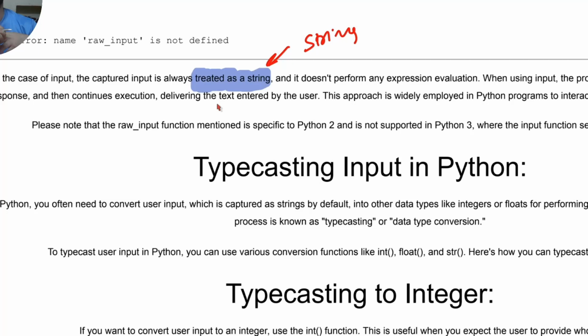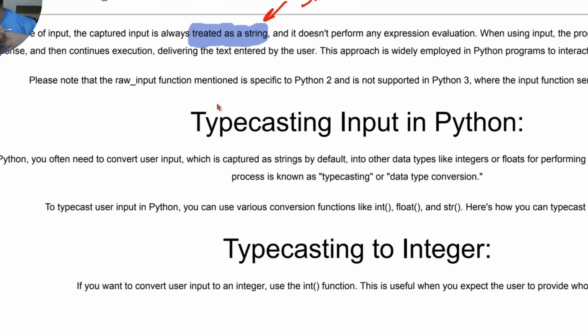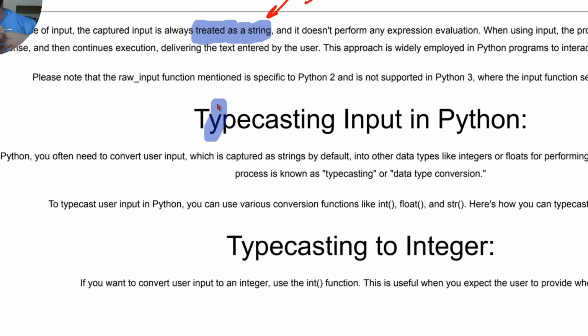If you want to take an input as an integer, for that we have what is called typecasting. So we need to change the type. Typecasting is a method of converting one data type from another. In simple terms, if you want to convert integer into float, you can do that by typecasting. So basically it can also be called data type conversion.